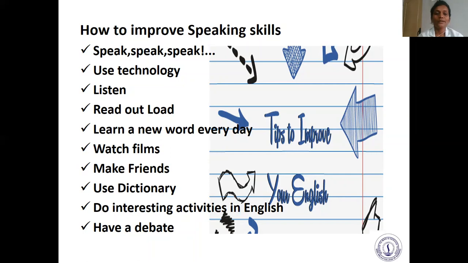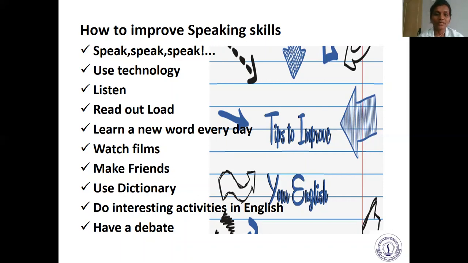And do interesting activities in English, like role plays, dramas, dialogues. Make a debate, and select an interesting topic and make a debate with your friends. And listen. That is very, very important to improve your skills.